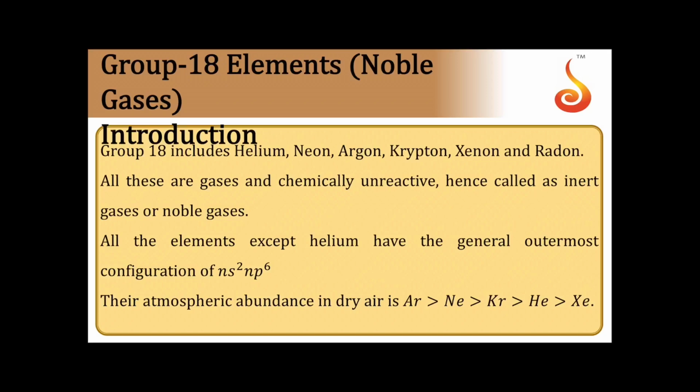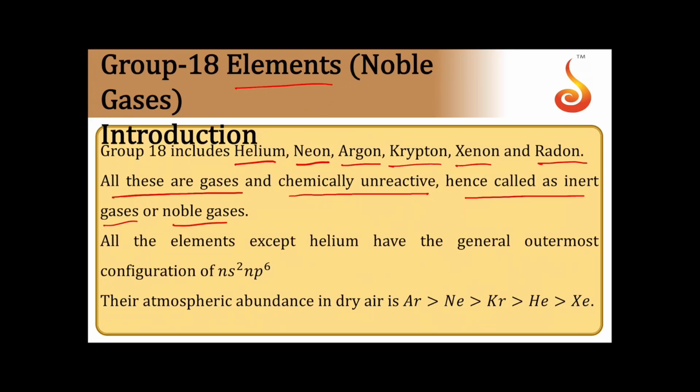Now let us discuss properties of 18th group elements and their compounds. 18th group elements include helium, neon, argon, krypton, xenon and radon. All these are gases, and because of completely filled sublevels, they are chemically unreactive. Hence they are called inert gases or noble gases.